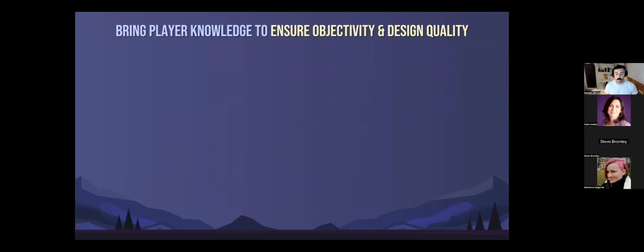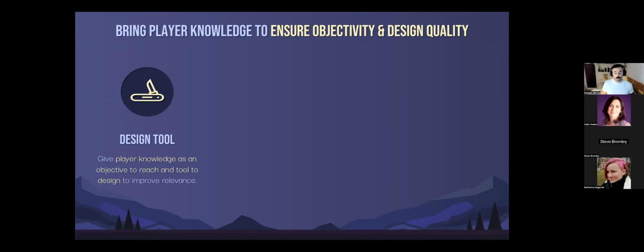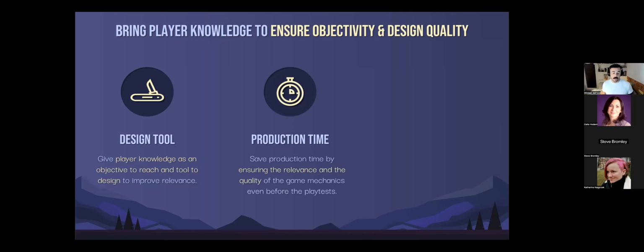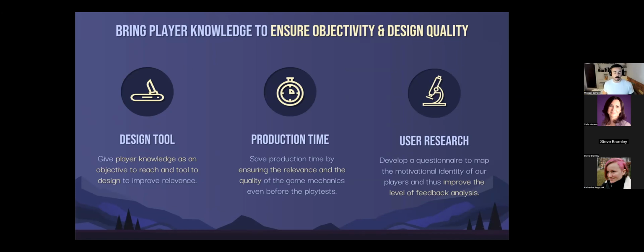So the big goal, for me, was how to bring player knowledge in order to ensure objectivity and design quality to the design teams. So I decided to work on a solution that had several objectives to answer. First one, provide a design tool for a more user-centered approach in order to gain objectivity and keep targeted players in mind. Second one, to earn production time by bringing more relevant answers. The aim is to save time by designing better earlier. And last one, use the identification of player motivation to improve the analysis of player feedback from playtests.